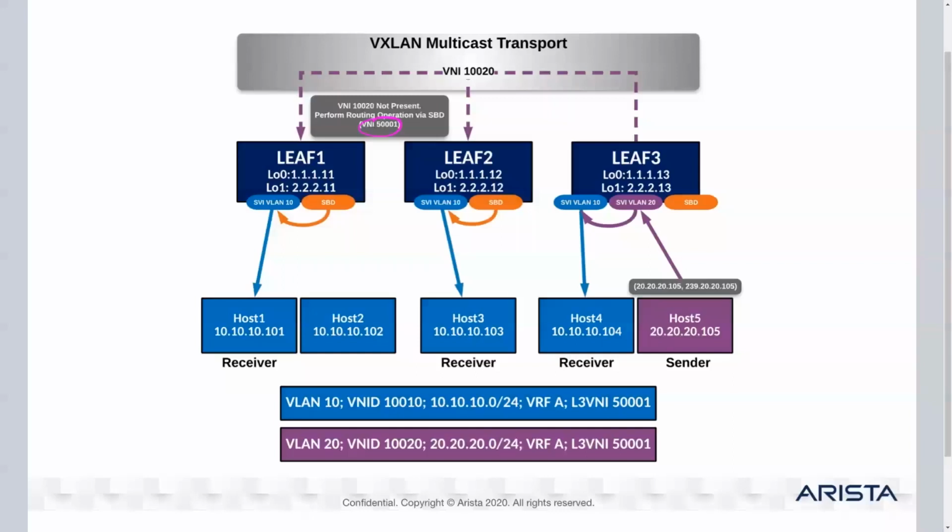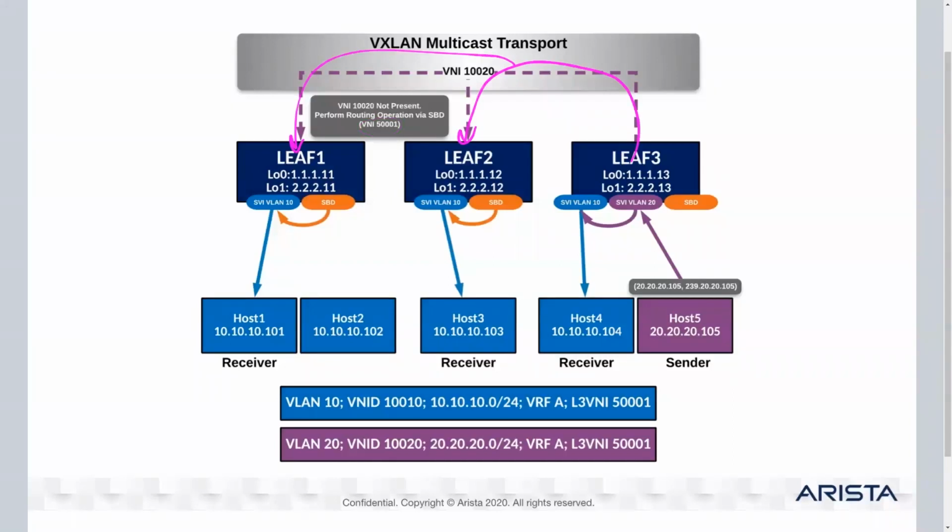So back to the example here, let's run through that again. Clear this off a little bit here. Leaf 3 is going to send this feed, and leaf 1 and leaf 2 are eventually going to receive that VxLAN encapsulated multicast feed.